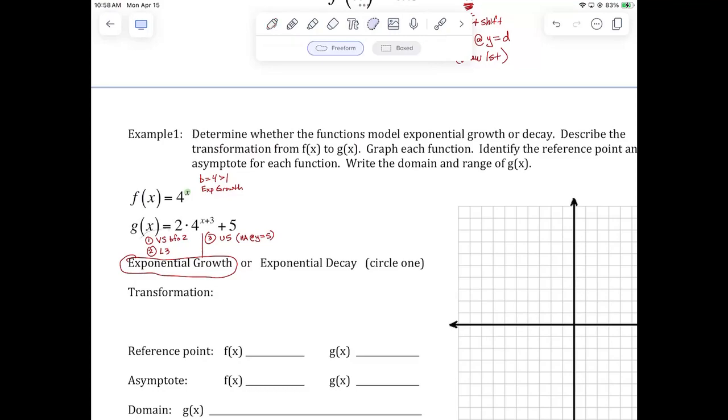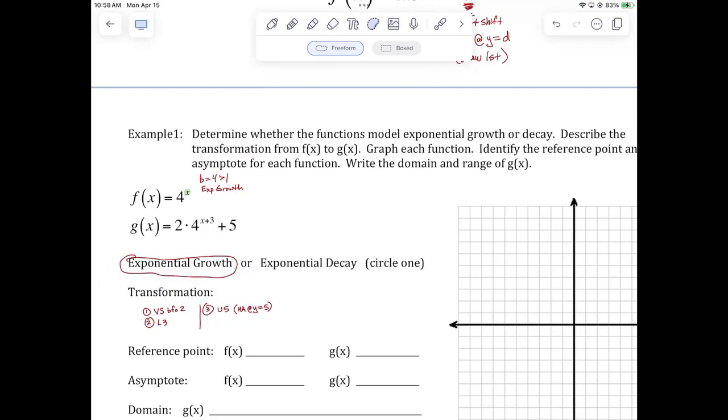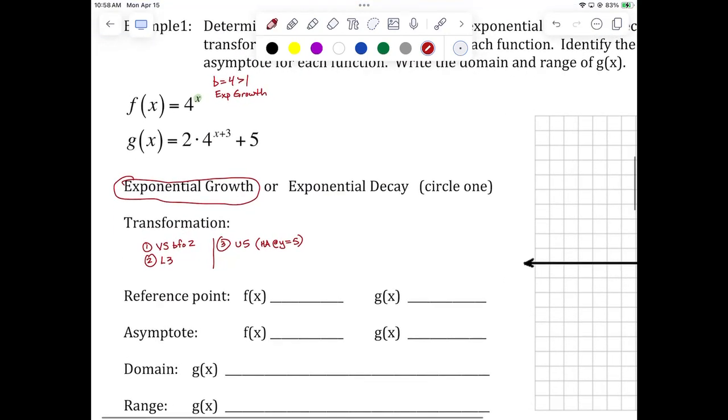Transformation, we just did that up here. I'm going to move it down. Good thing we have Notability. All right, what's the reference point on f of x, the original untransformed function? Where is it by default? 0, 1, right? That's your default. What's your asymptote by default? y equals 0. It says f of x, so we're talking about the original function. All right, now, are you ready to move these dudes?